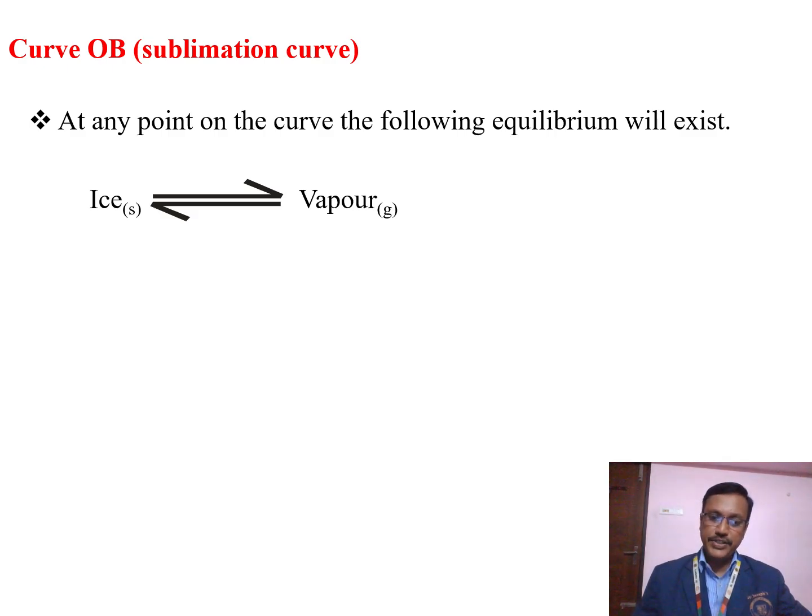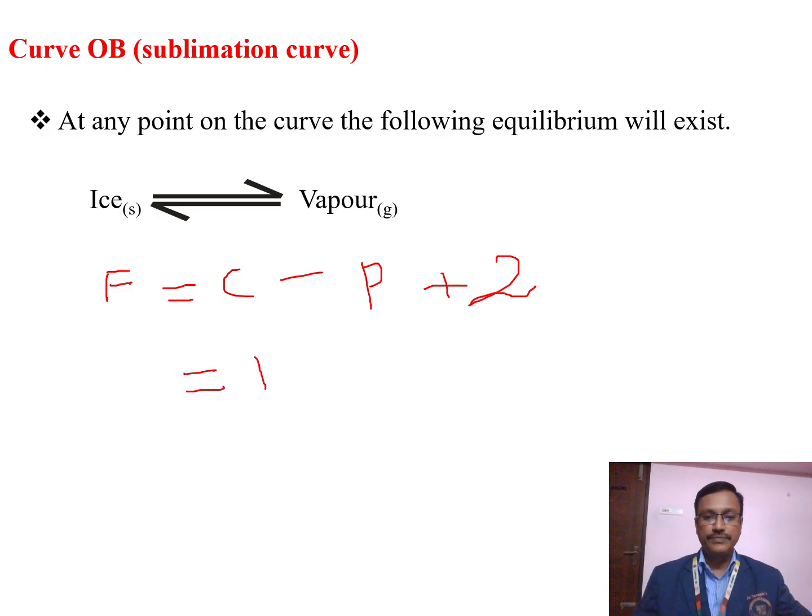Now we know, let us assume, what is F? F is equal to C minus P plus 2. What is C? Always we know component is 1. Am I right? What is P? How many phases are there? 2 phases are there. And plus 2. So 2 minus 2 getting cancelled. F is equal to 1. What is 1? It is univariant. Am I right?